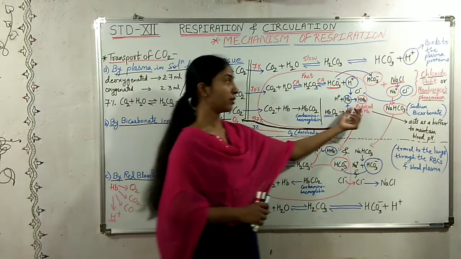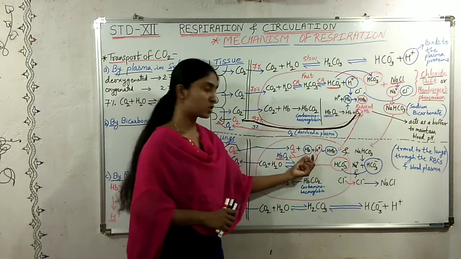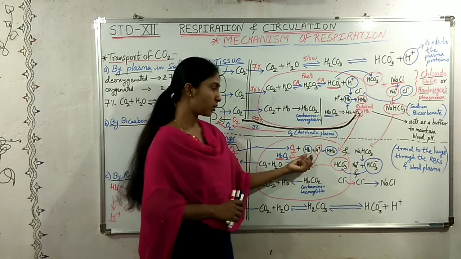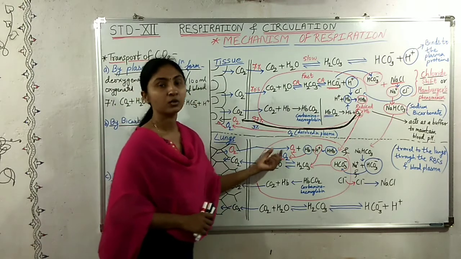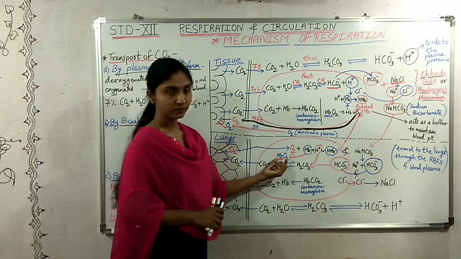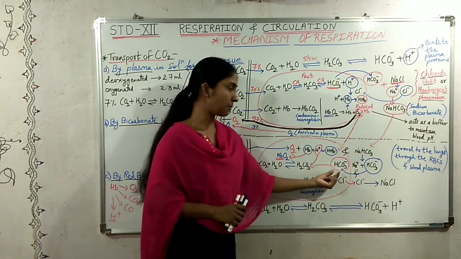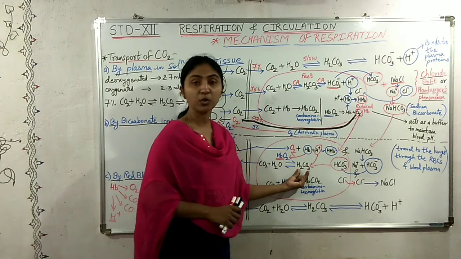And here the reduced hemoglobin is there. That reduced hemoglobin splits up into hydrogen ion and hemoglobin. This hemoglobin combines with the oxygen which is taken from the lungs to form oxyhemoglobin. The hydrogen ion which remained combines with the bicarbonate ion to form carbonic acid.